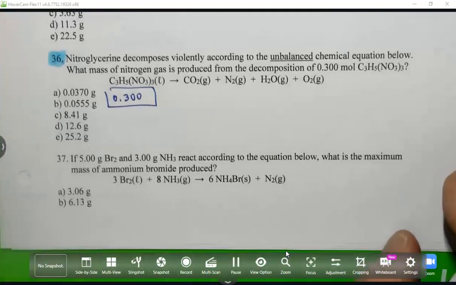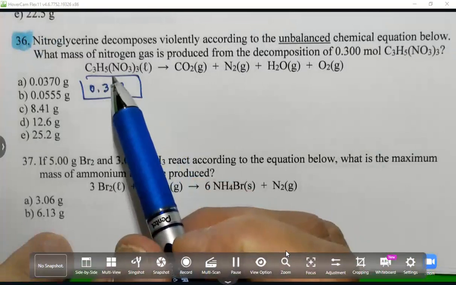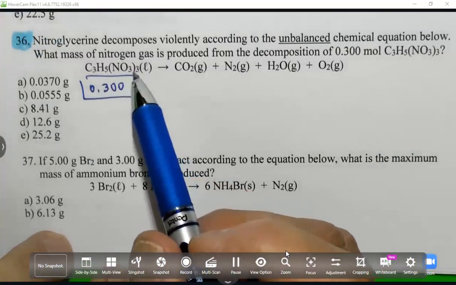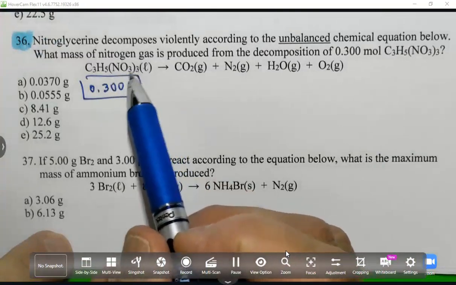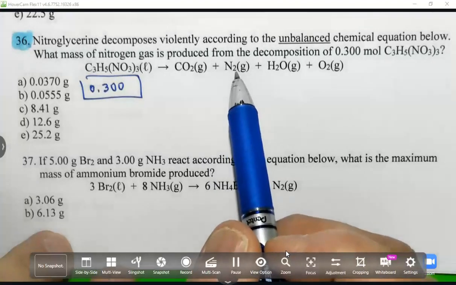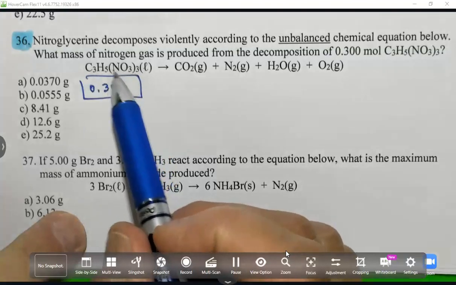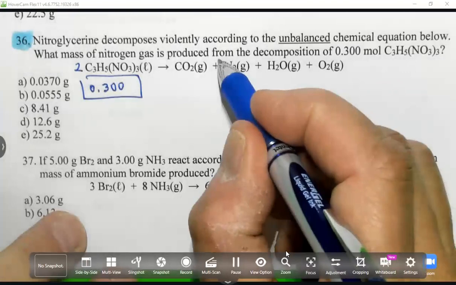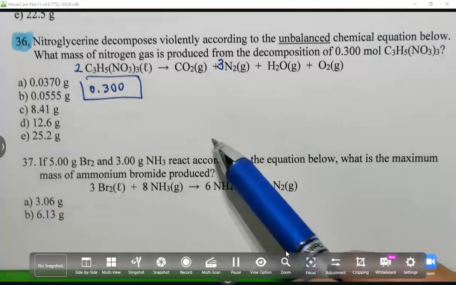How ugly is balancing this thing? Where do we start here? We could start with carbon, nitrogen. Let's do nitrogen here. So there's 3 nitrogen right here. There's 2 nitrogen here. So the least common multiple there is going to be 6. So for sure, I have no idea if this is going to work. A 2 and a 3 for my nitrogen.